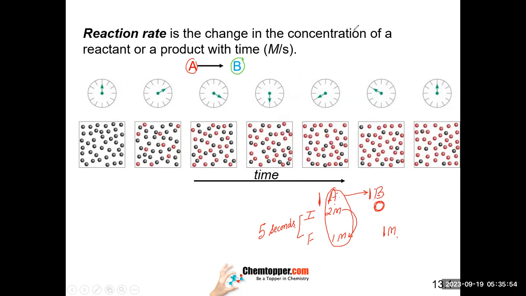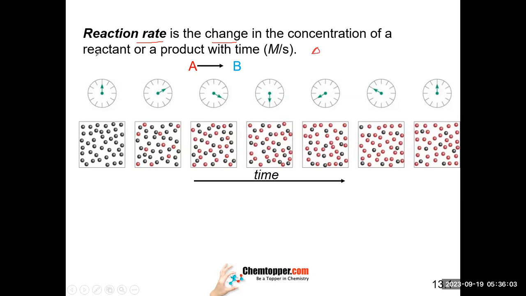You're getting it? So we can define the rate of the reaction as the change, which I'm going to represent with delta, in concentration of the reactant, which is A, per unit time, delta A over delta T. But this concentration of A is decreasing, so I will put a negative sign. And this is called the rate of disappearance of A.